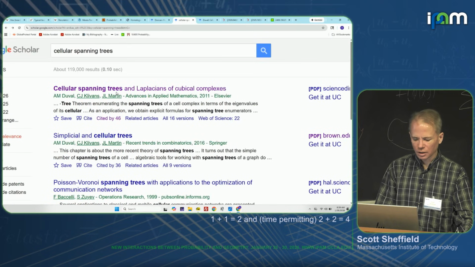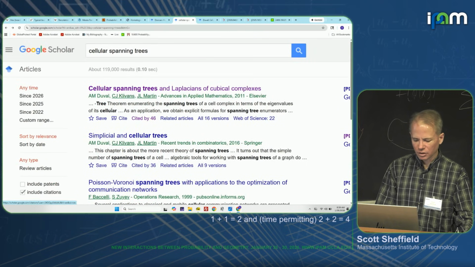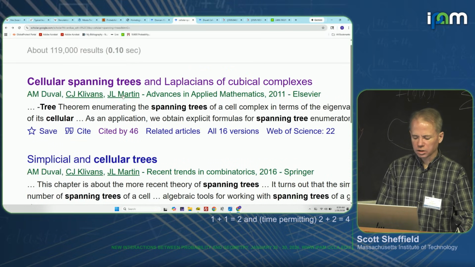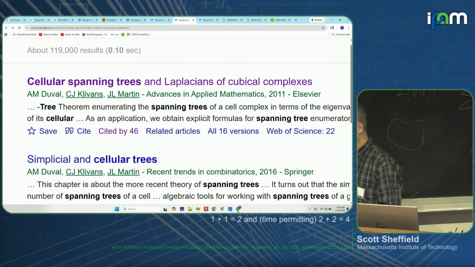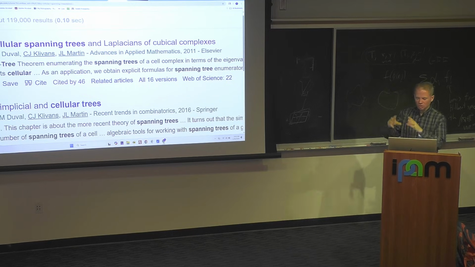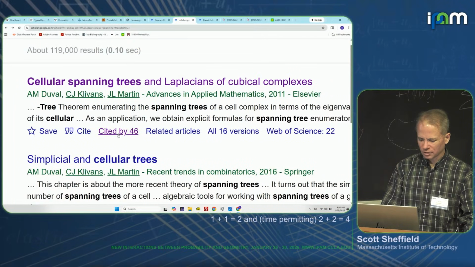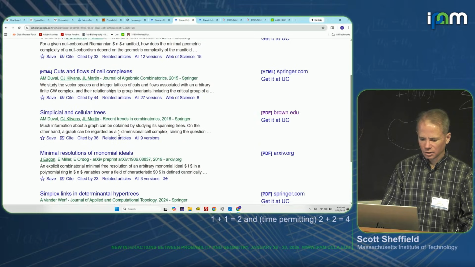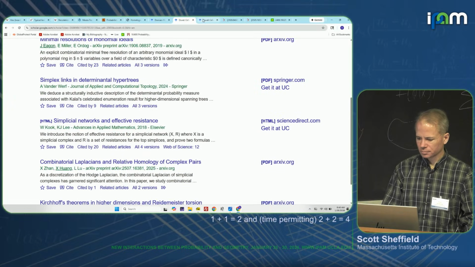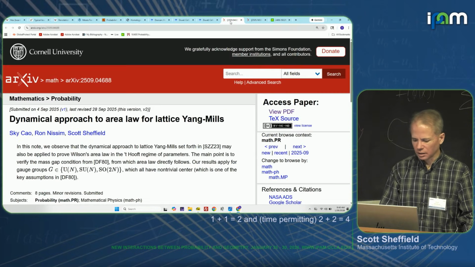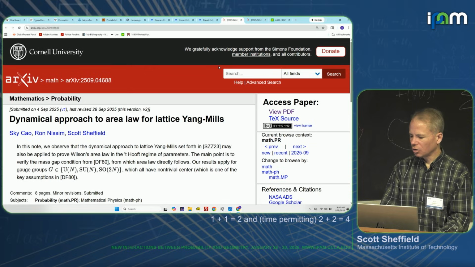Same thing with critical spanning trees, cellular spanning trees. There are a whole bunch of papers here. This is Duval, Klivans, Martin, really understanding these connections between Laplacians and determinants. It's all kind of a simple story, but they do lots of different examples and variants of this. And this has 46 citations. I could even click on that. A whole bunch of people are using this for different purposes. And now I'll get to some of the things that I've been thinking about.